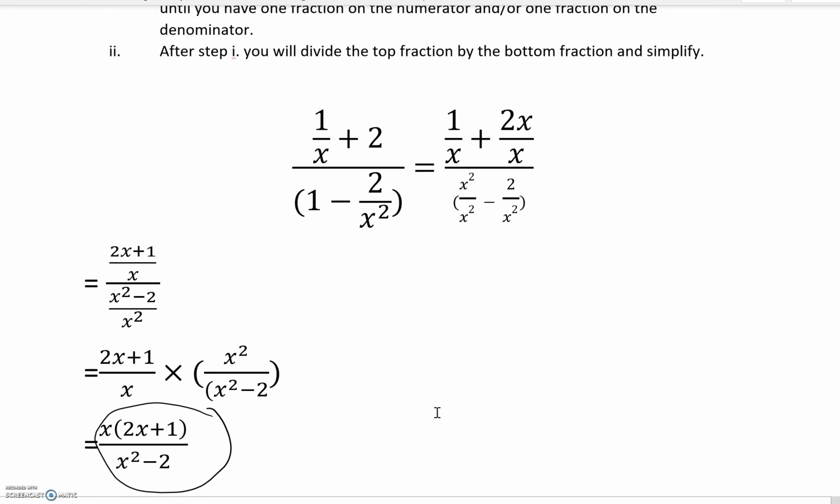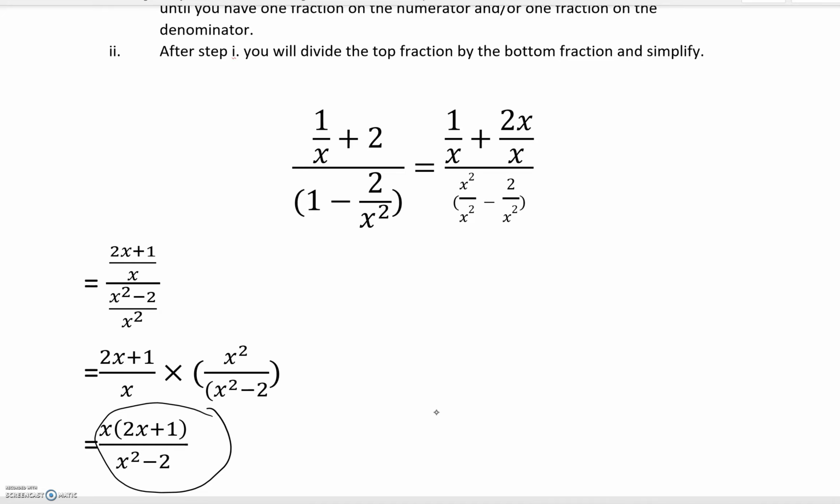So here in this example, you have 1 over x plus 2 divided by 1 minus 2 over x squared. And remember from the last section, in order to add or subtract rational expressions, you need to have the same denominator. So I find the LCD for the numerator, the LCD for the denominator, write everything on the top in terms of the same denominator, and do the same thing for the bottom, as I did here in this step. From here, what do we do? The numerator, we will add those two fractions, so you end up with 2x plus 1 over x. The denominator, we will subtract those two fractions, so you have x squared minus 2 over x squared.